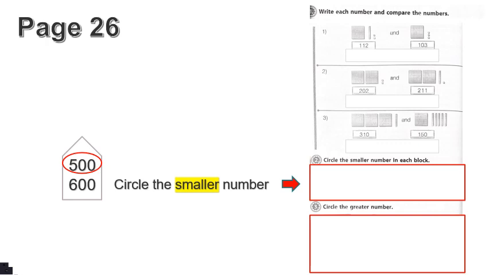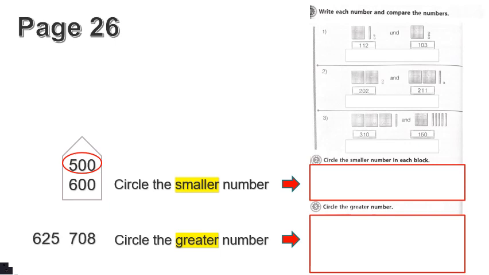Number 3, circle the greater number. Again, the greater number or the bigger number. For example, we have here 625 and 708. Which one is the greater number? Yes, you're right. It's 708. So please circle it and do the rest.